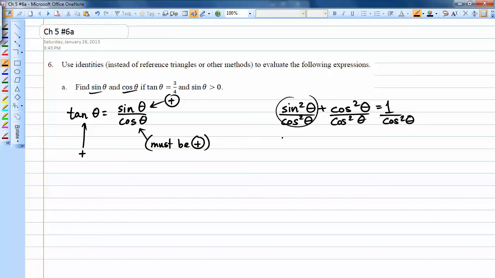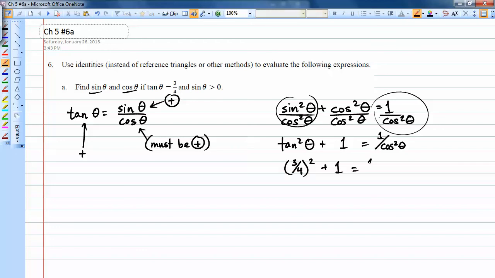This is going to be tan squared. This is 1. And then I've got 1 over cos squared, which is secant squared. I'm just going to leave it as 1 over cos squared because then I'm relating tangent to cosine directly, which is what I need. Okay, so tan squared is 3 over 4 squared, so we can plug that in, and that'll be 1 over cos squared. So we're getting to the point now where we can solve for cosine.